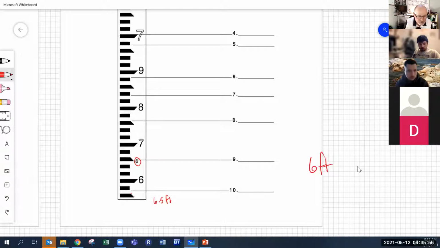6.51, 6.5. Oh, wait a second. I did that wrong. Hang on a sec. Would we be in 5 feet then? 5 foot? No, this is still in 6 feet. You see, it has to go all the way down to below 1 to get it to 5 feet. Yeah. Has to go all the way down.